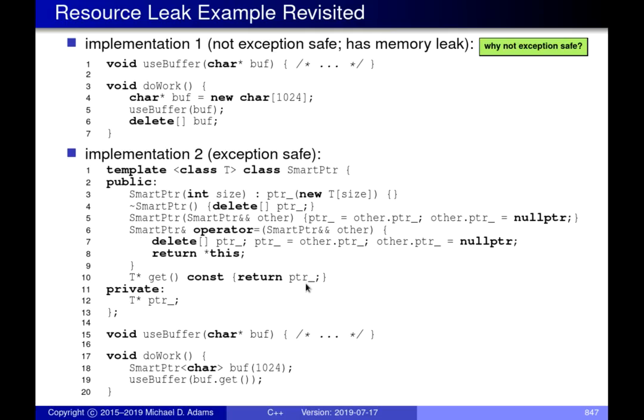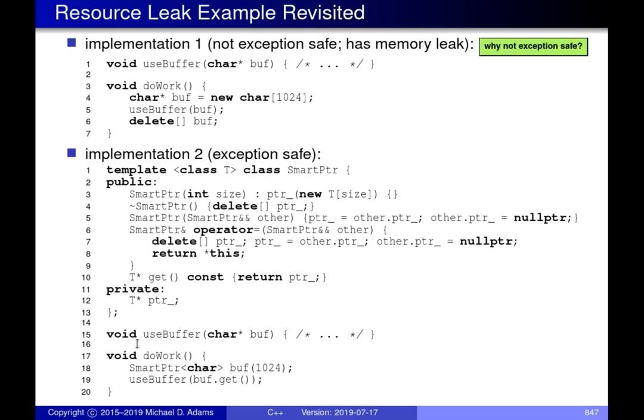And then we also provide a function that allows us to get the actual pointer that's stored inside this smart pointer object. It's just a raw pointer. And that's the basic interface. Any questions in terms of the code for this particular class?